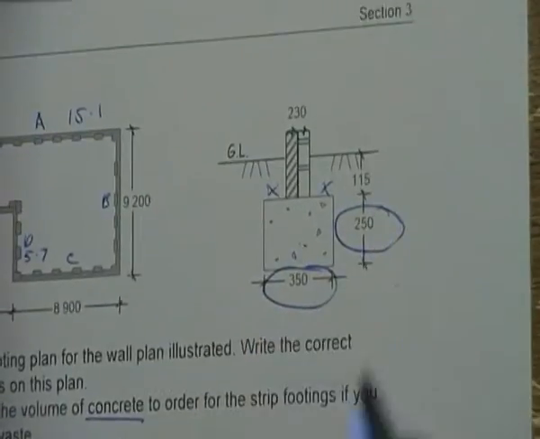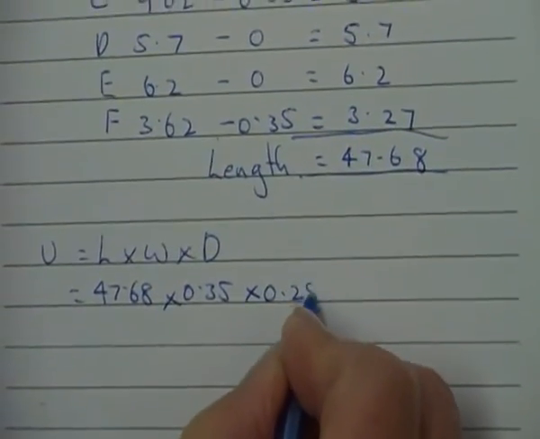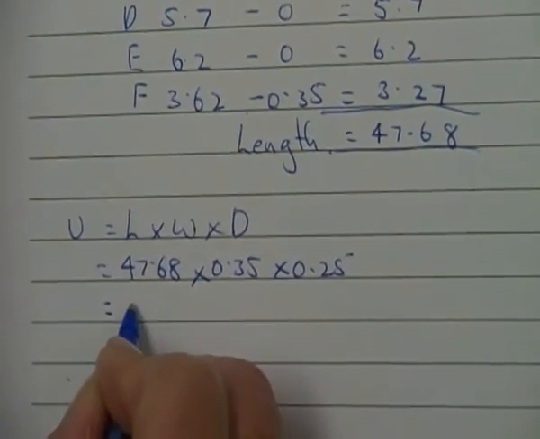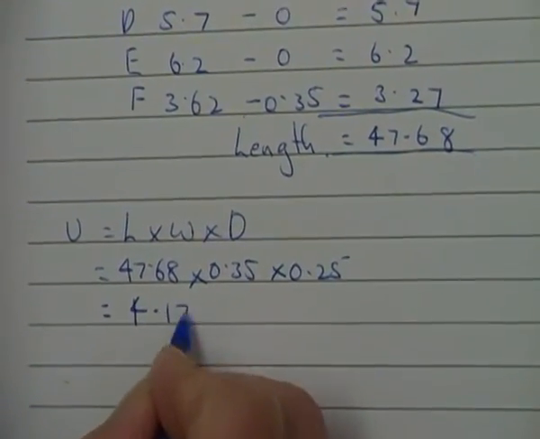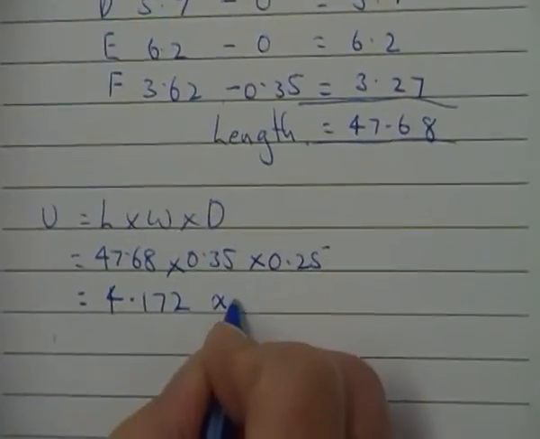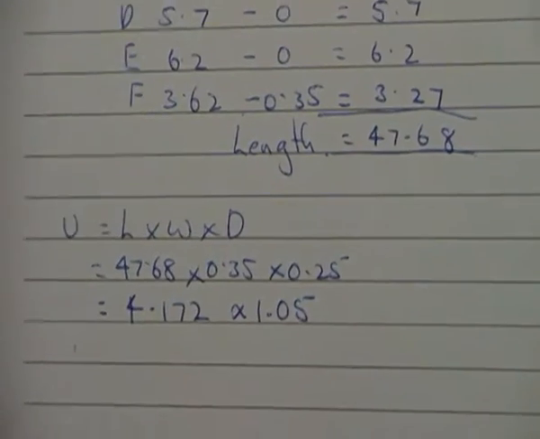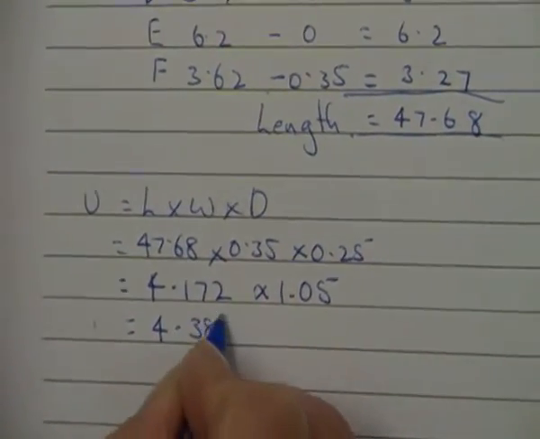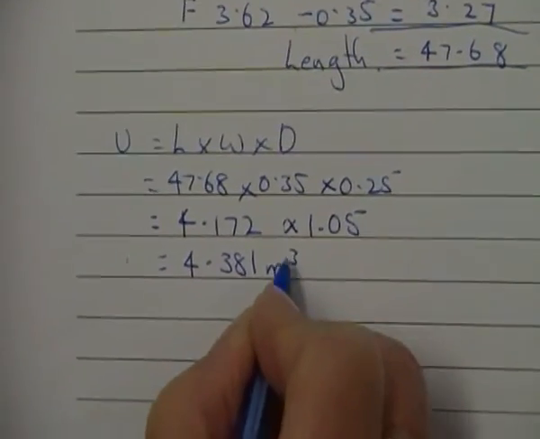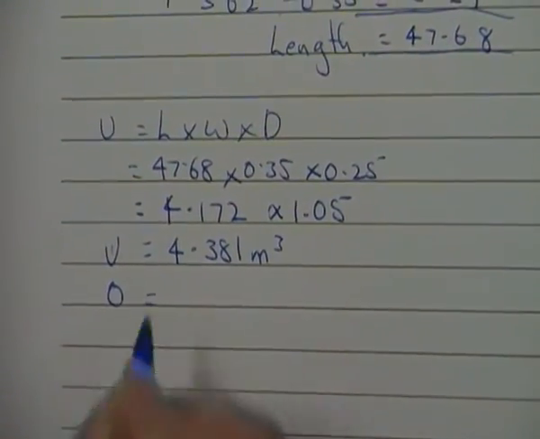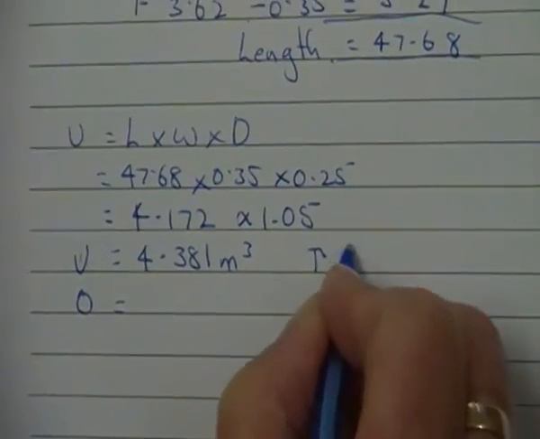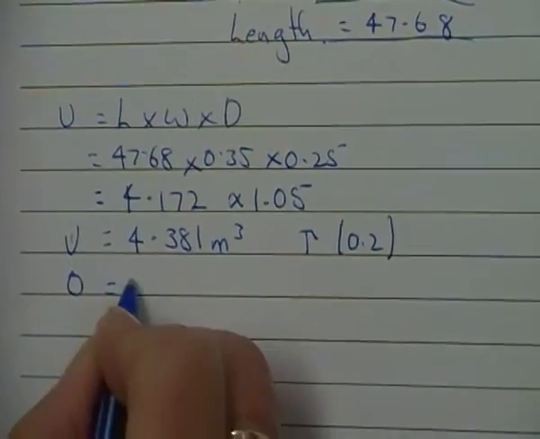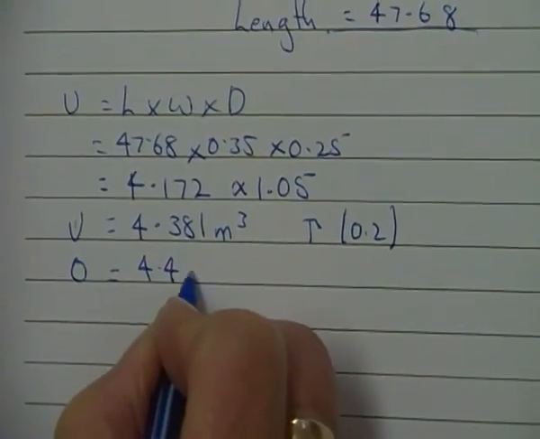Now the question is asking for concrete, so I want the concrete figure there. So 0.25. And I'm going to get a figure of 4.172, and times my 5% waste is what they're allowing for this job. So I'm getting a figure of 4.381 metres cubed. Now that's my volume, but my order, remembering rounding up in increments of 0.2, is going to become 4.4 metres cubed.